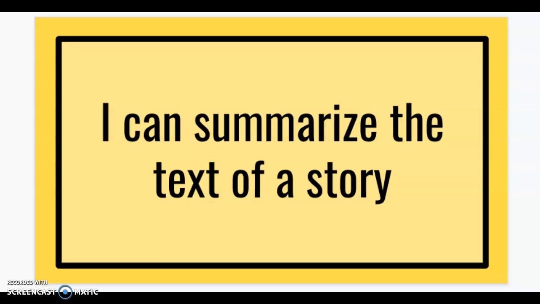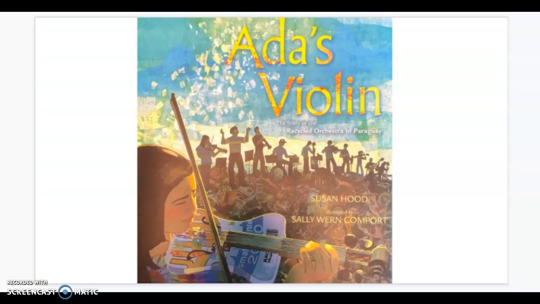I'm not going to read the whole thing today. We'll read it in 3 different parts this week. And the story is called Ada's Violin. And this is a story about a girl who lives in a small country in South America, and her village or town is in a very unusual place. And so this story is called Ada's Violin.